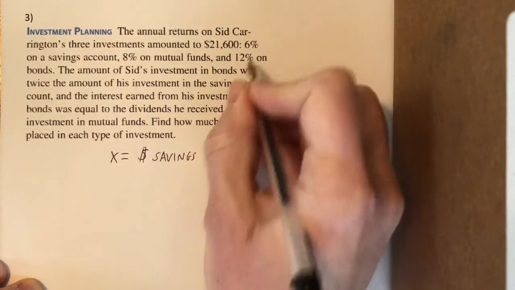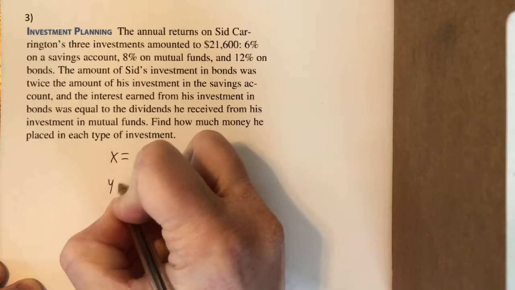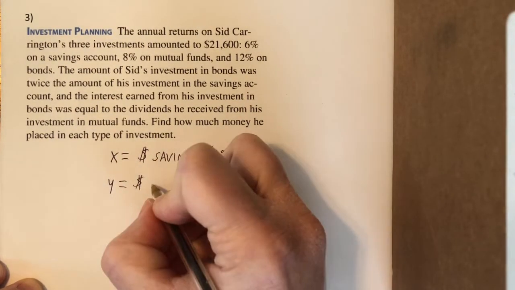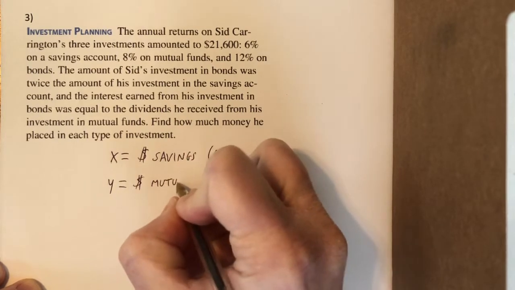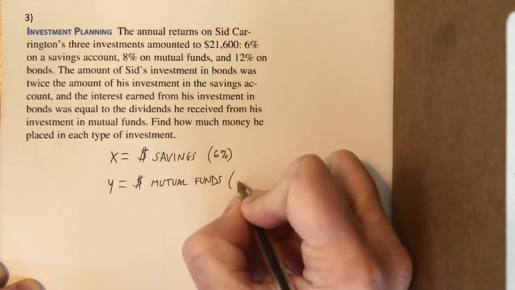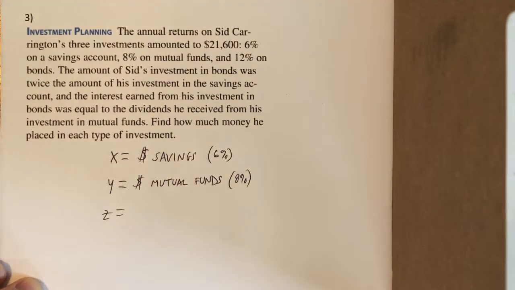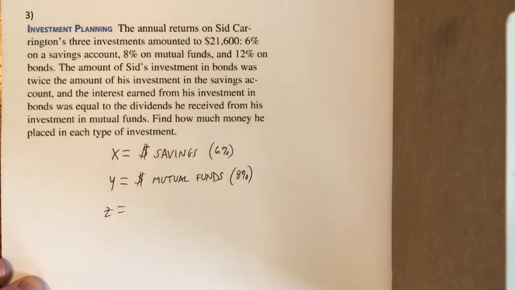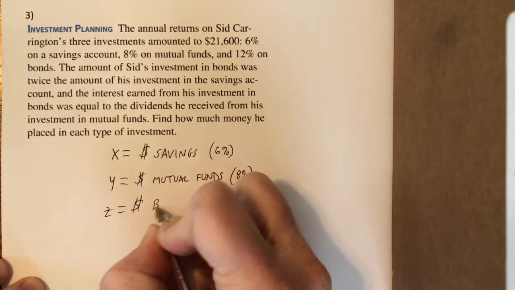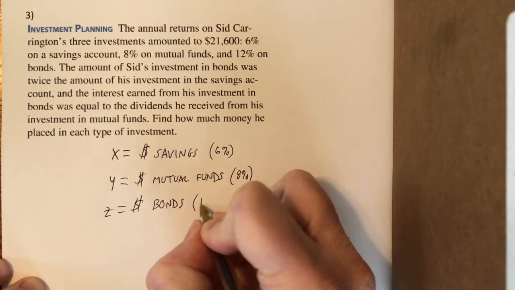And that's the amount at the 6%. And we're going to let Y be the dollar amount we're investing in mutual funds. And that's at 8%, just to reference that. And then our final variable, Z, which is another 3 variable type situation, will be the amount that we're investing in bonds. And that's going to be our highest, 12%.